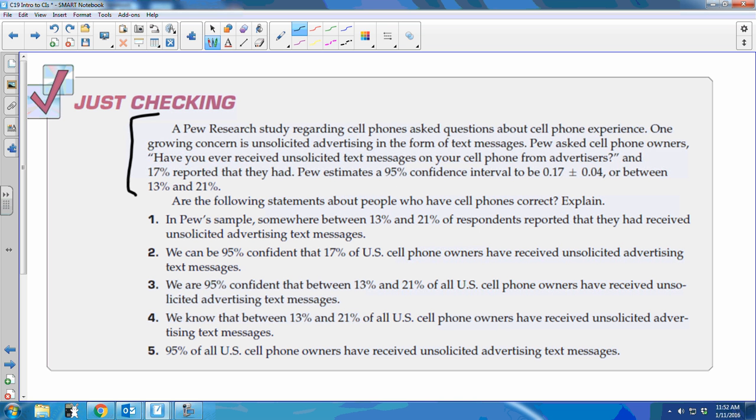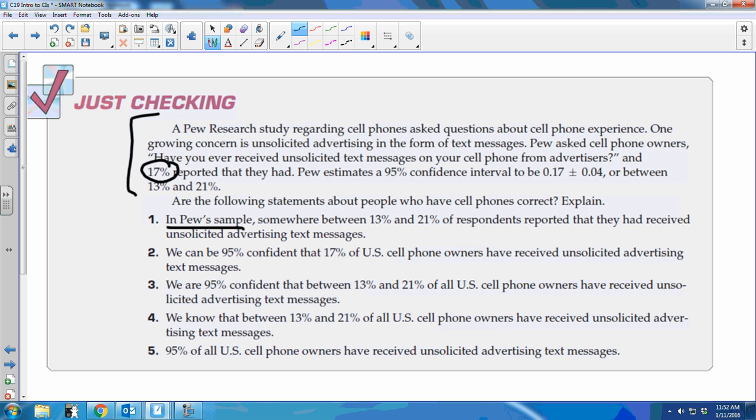Questions, is this true or false? It's technically true, but yes, they're talking about the sample, and we know that 17% got unsolicited advertising text messages in the sample, right? So the statement itself is technically true because, yes, somewhere between 13% and 21%, but we know the exact number, so that's kind of a dumb statement to have.